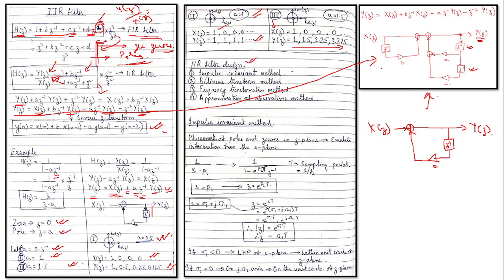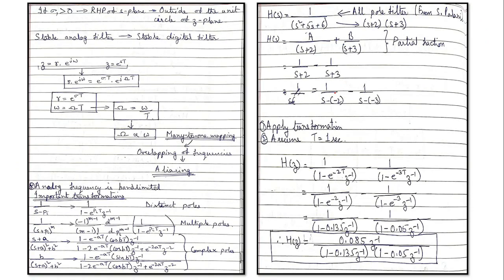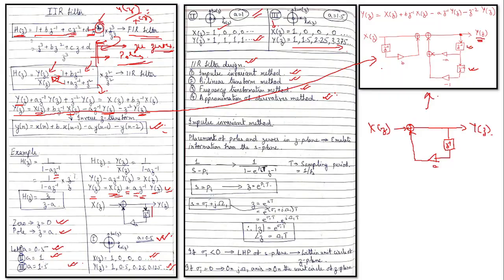Okay. So with this, from the next class onwards, we will be starting with IIR filter design. The first is the impulse invariant method, second is the bilinear transform method, third is the frequency transform method, and last is the approximation of derivatives method. So these four methods we will be discussing from the next class onwards. I am not going into the details at this moment, because we have certain examples which you need to understand. Okay. So we'll stop over here.